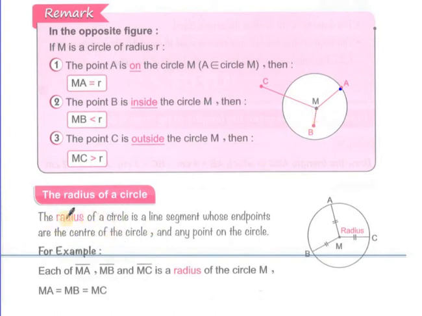Okay, so the radius of the circle, or the plural is radii, of all in the circles, are all what? Are all equal in length, and there are infinite numbers of radii inside the circle.